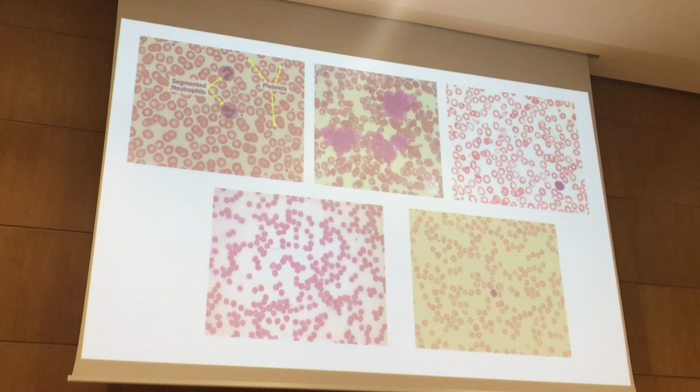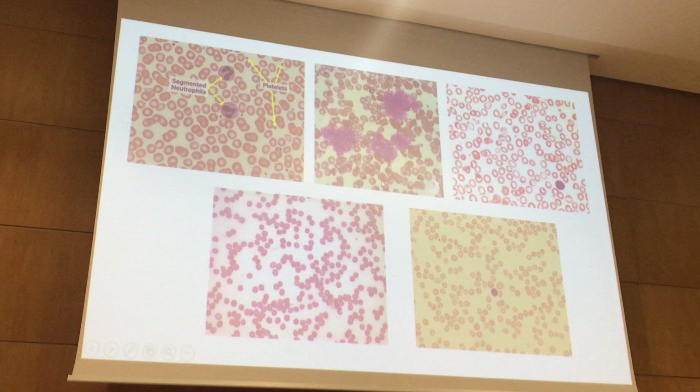Here you see some pictures of peripheral blood. The one in the top middle is a normal one. So here you see normal red cells and the clumps of platelets, which is the expected.